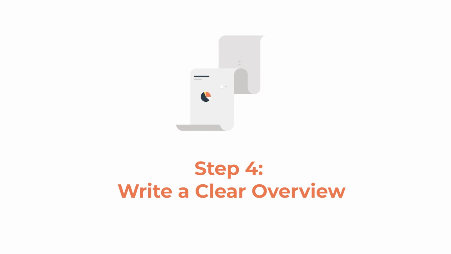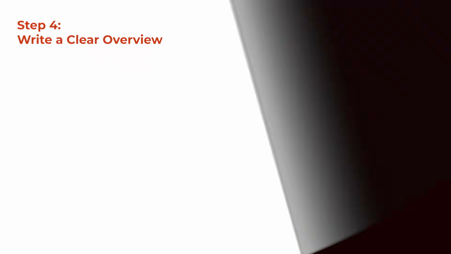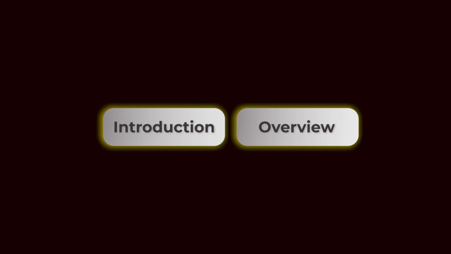Step 4 is one of the most important, writing a clear overview. The overview is what separates a well-structured answer from a weak one. This is often the area where many candidates lose marks. The overview is typically 2 to 3 sentences long. It goes directly after your introduction.